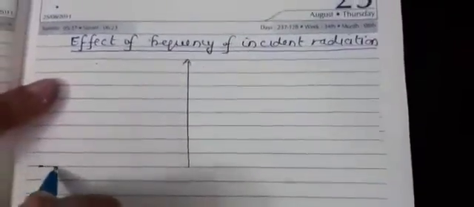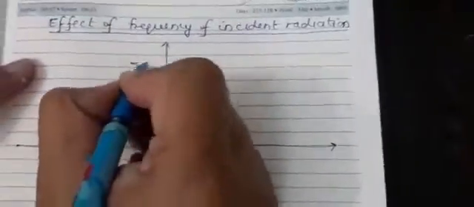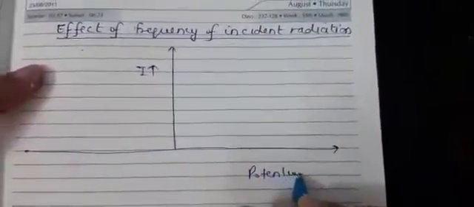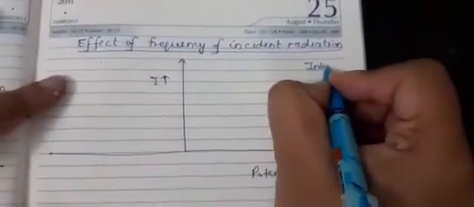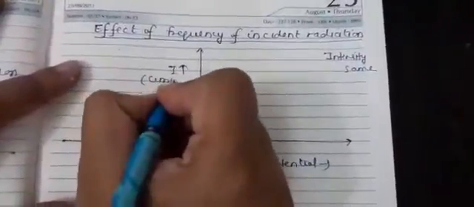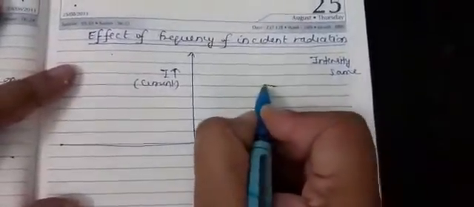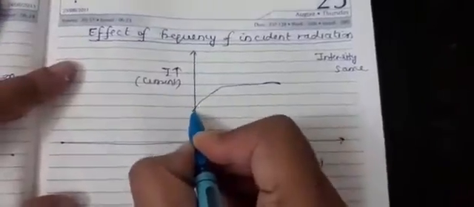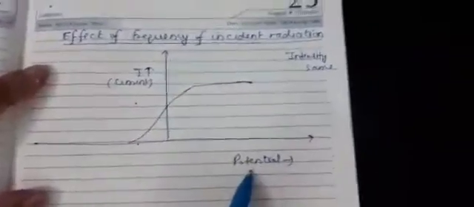So if we plot this photoelectric current with the potential, but the frequency of incident radiation is varying, and the intensity of incident light we are taking to be the same. This is photoelectric current and intensity is kept constant. So what will be the graphical representation for fixed intensity? The graph for current and potential will be this one. Intensity is constant. So let this correspond to frequency nu 1.